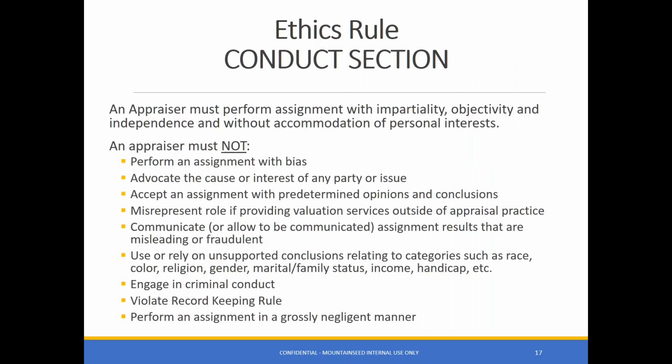So look at the ethics rule, and the first section is the conduct section. I always say that the conduct section is, I think, the only part of USPAP that really has prohibitions in it, what an appraiser must not do. But it says positively that an appraiser must perform with impartiality, objectivity, and independence without accommodation of personal interests. So that means an appraiser cannot perform an assignment with bias, right? They can't be biased in any way. They're supposed to be impartial. They cannot advocate the cause or interest of any party or issue.